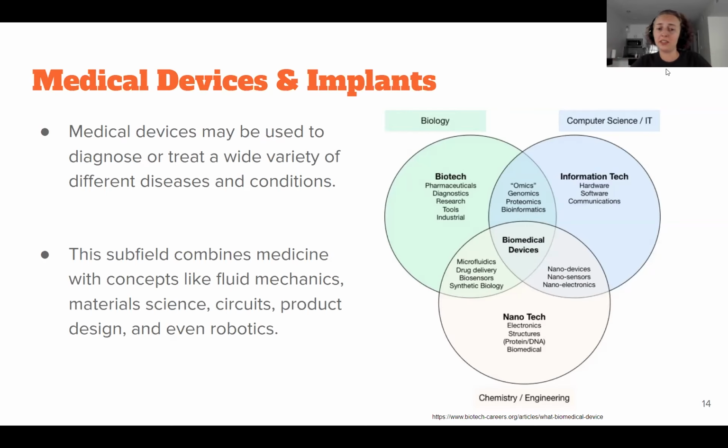And this subfield is really interesting because it combines medicine with a lot of concepts from mechanical engineering and electrical engineering as well. So you have things like fluid mechanics, materials science, circuits and electrical engineering, and even product design if you're interested in that aspect of it. All of that is encompassed in this subfield, as you can see in this diagram on the right.